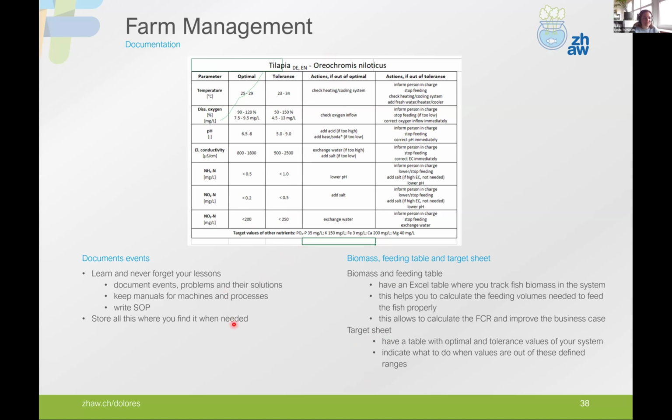Document, have your SOPs ready. Your target sheet needs to be visible next to your system so that everybody, even in the evening when they are already tired, can quickly check, is the temperature okay?